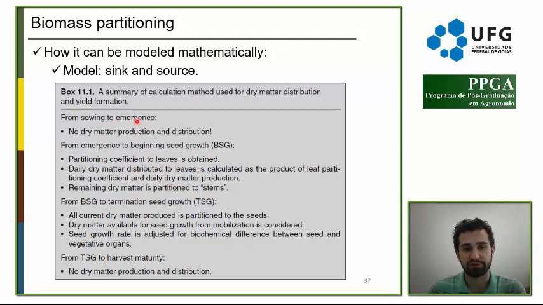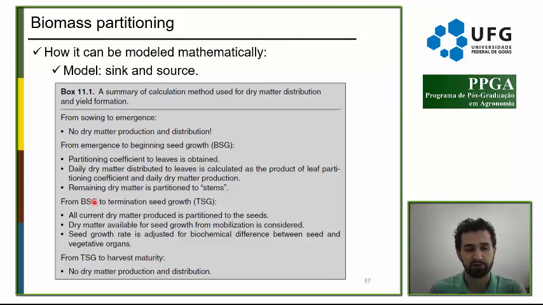So during sowing to emergence, there is no dry matter production and distribution, so it is going to be 0. From emergence to the beginning of the seed growth, I have this partitioning coefficient to leaf. Dry matter distribution to leaf is calculated as the product of the leaf partitioning coefficient and the daily dry matter production, and the rest of the dry matter is partitioned to stem. So for this period, I calculate how much dry matter goes to leaf and the other part goes to stem.